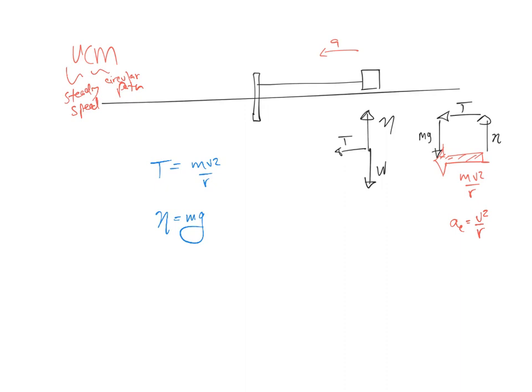But I do love for you to work on proportional reasoning. So what's the relationship between tension and radius? Tension is proportional to 1 over r. Good. And what about mass? Directly proportional. Yep. And what about speed? Speed squared. Okay.